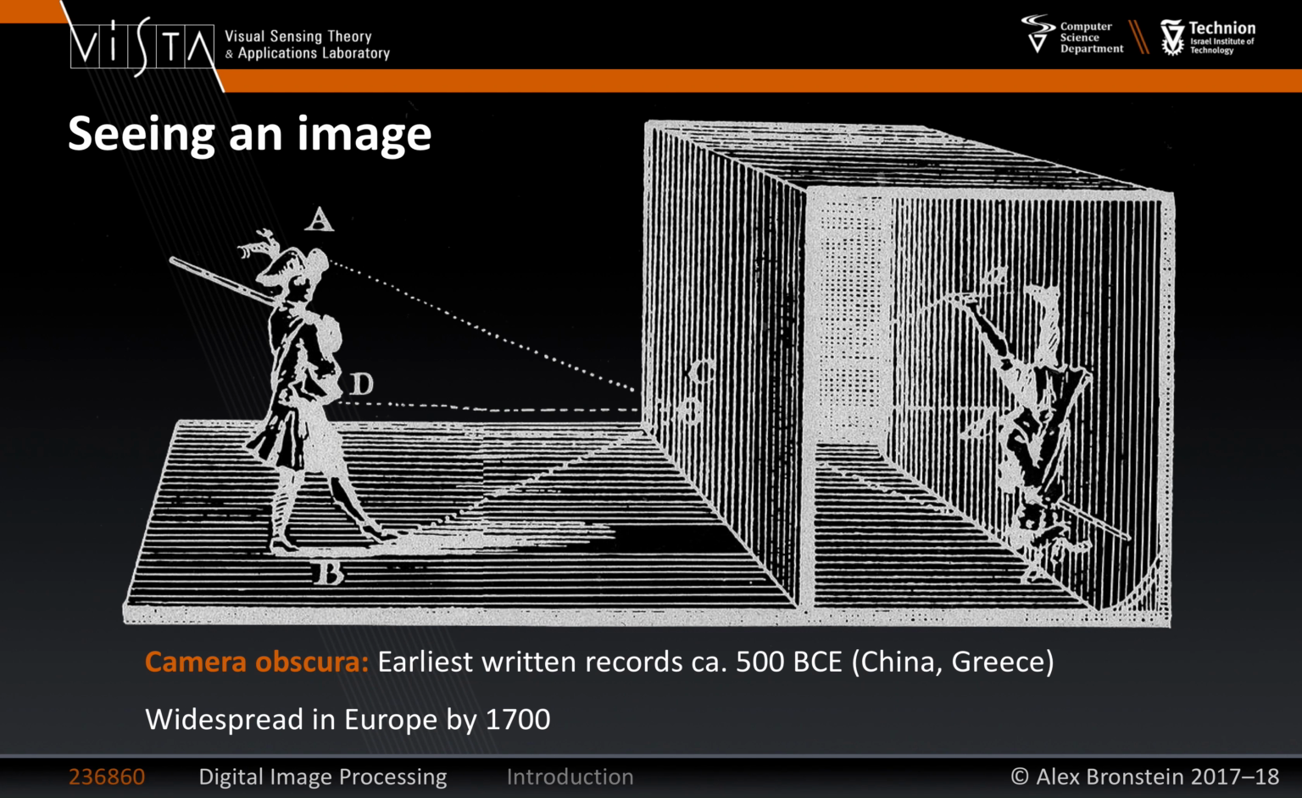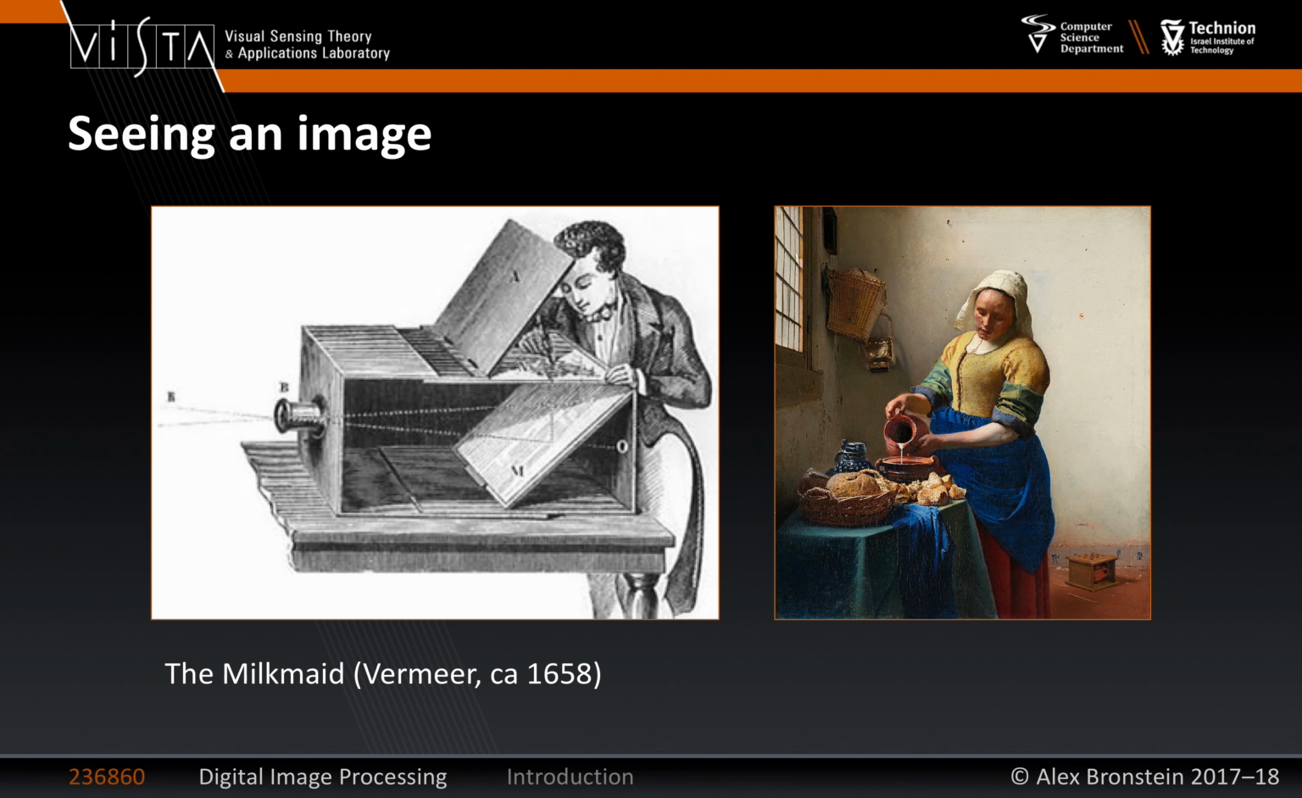However, so we can see the image of the world. We actually can use it as a device to assist painting. For example, Vermeer was allegedly using this kind of device to paint stunningly photorealistic pictures, like this one. So the perspective, the light is extremely accurate. And probably he was using a device like this in order to paint his paintings.